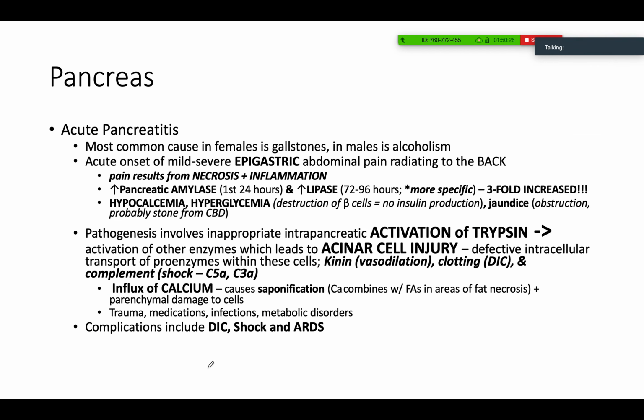Okay, great. So moving on to the pancreas here. Acute pancreatitis, in terms of causes, the most common cause in females is going to be gallstones. So when we have that gallstone that gets out of the gallbladder, that goes through the common bile duct, that gets to the ampulla, then it's causing pancreatitis, like you told me before. In females, that's your most common cause.